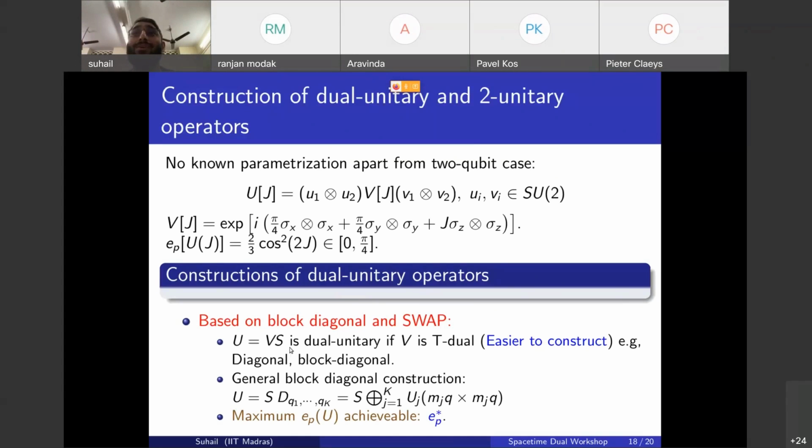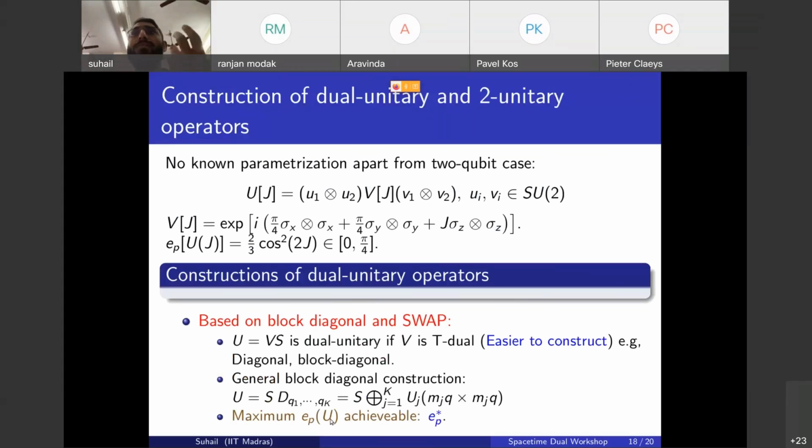These are easy to construct, in the sense that T dual is with respect to partial transpose. The easiest family to see is just diagonal phases. You just put the phase. In fact, this one is also D times S, as we have explained in our paper. And more general will be block diagonal constructions. One can think not only in terms of uniform blocks; not all block diagonals will give you dual unitary, but a particular class of these block diagonals will give these dual unitaries.